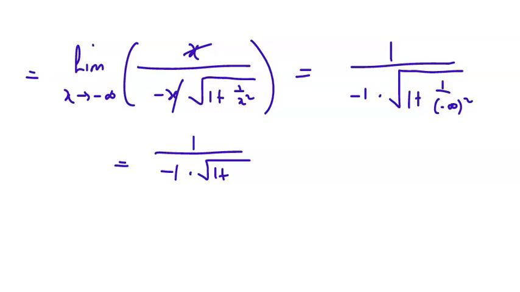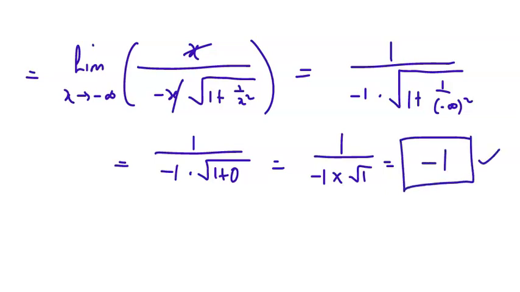And 1 over infinity tends to 0. So here we have 0, and we have 1 over negative 1 multiplied by the square root of 1, which gives us negative 1. And hence, this is our solution.